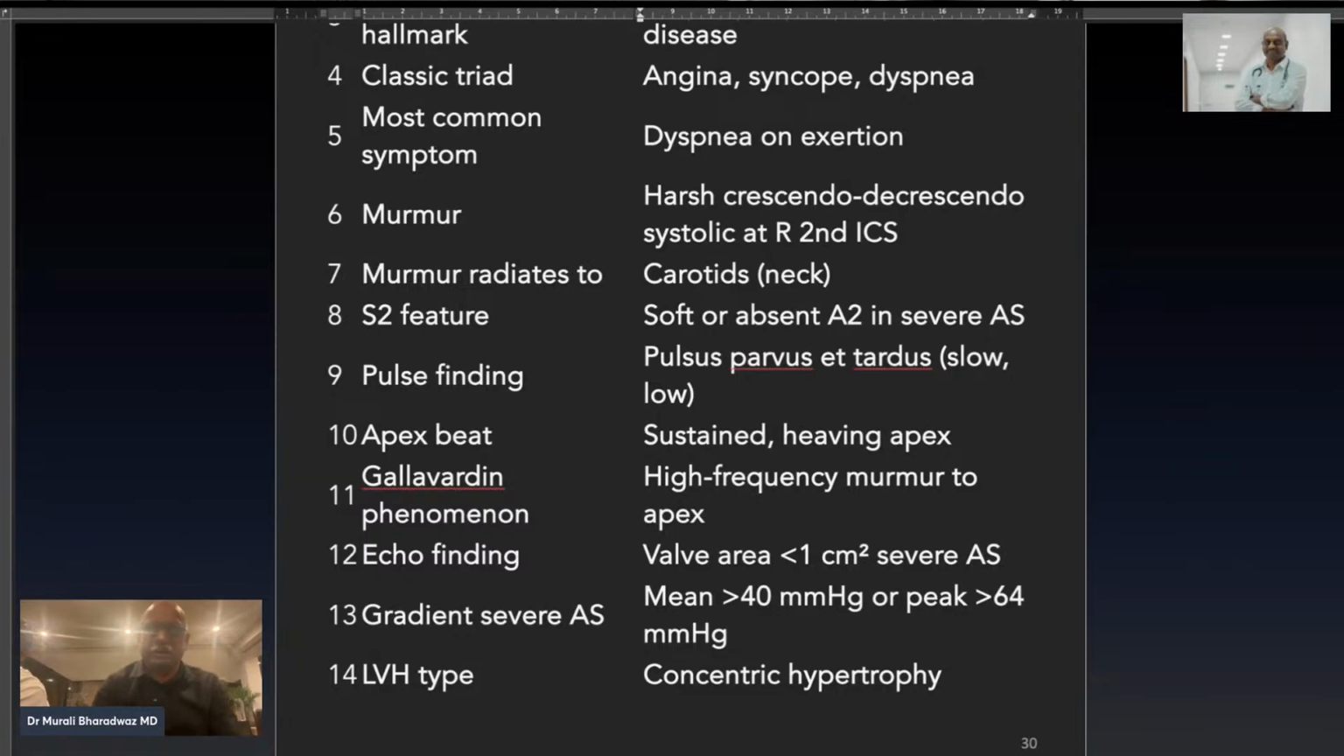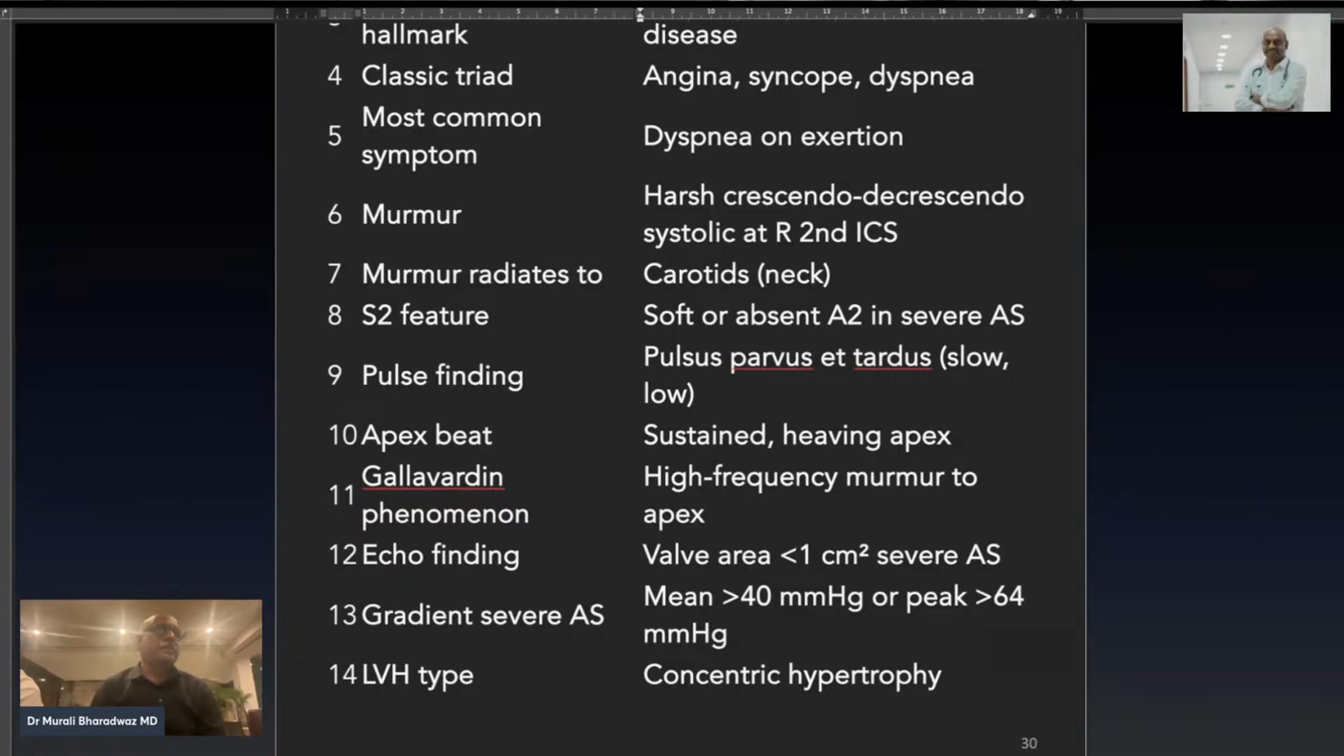Sir, I got it, sir. A2 is delayed, because the blood... So is it soft or loud? Soft S2 can be indicative of conditions like aortic stenosis, right? Or pulmonary stenosis, both of them. Loud S2 can be associated with conditions like pulmonary hypertension or a prosthetic valve.